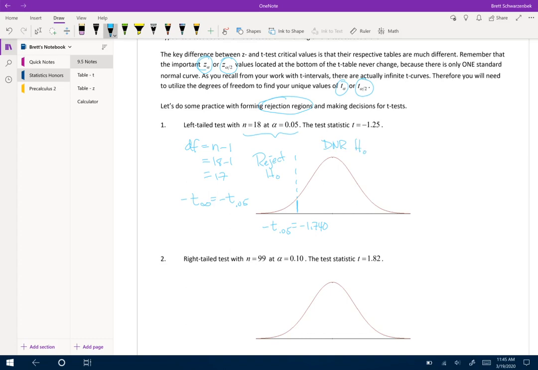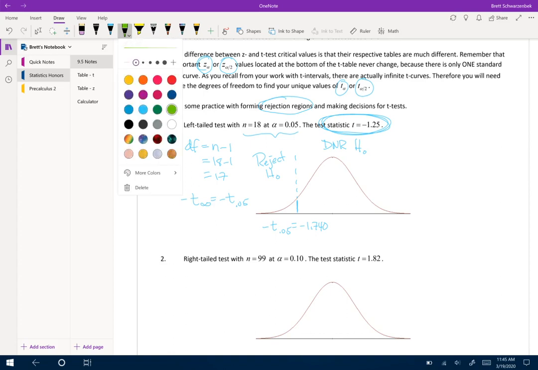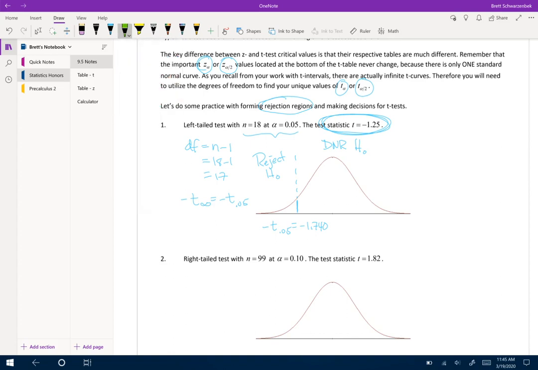So the only thing left to do is determine from our test statistic right here, which is provided, whether in this scenario we would accept or reject h0. So where does it fall? It appears that this falls somewhere around right here at t equals negative 1.25. You can clearly see that negative 1.25, our test statistic, is in the acceptance region, or the region where we do not reject h0. So therefore, we conclude that we do not reject h0.